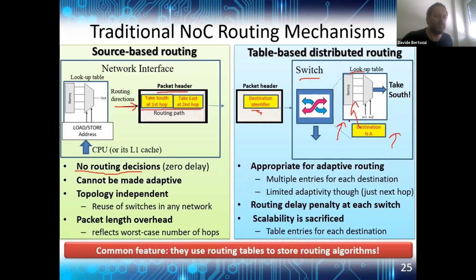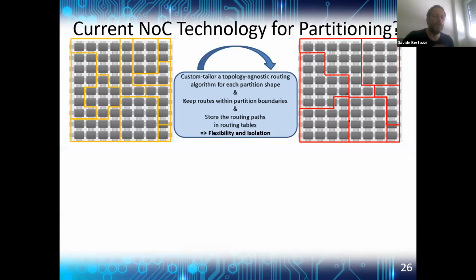There is a common feature between these two routing mechanisms. They both use routing tables to store routing algorithms. So the information about the directions to be taken based on a specific routing algorithm is stored in entries of the routing tables. Okay, so now let's use this traditional network on chip routing technology to support our flexible partitioning in the target fog node, in the forward-looking fog node.